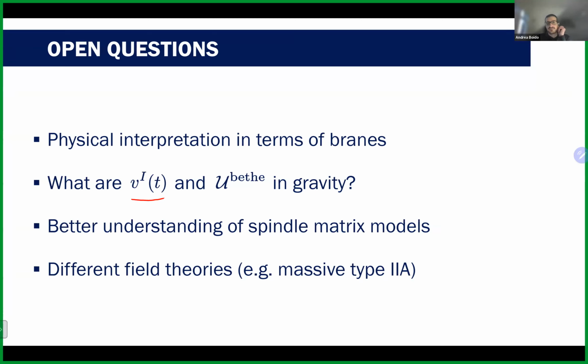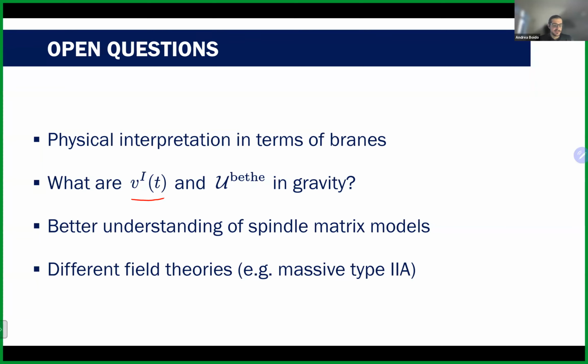Then, related to the last thing that I said, of course we would like to study more precisely these matrix models on the spindle. This is also because at the moment there are no field theory results about this. I think the index on the spindle has been studied using localization, but nobody has done the large N limit yet. So it would be interesting to understand better what's going on there.